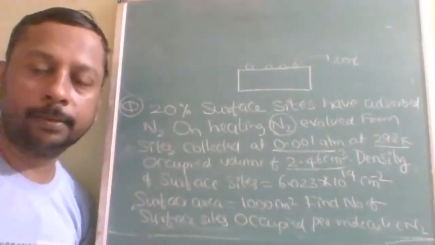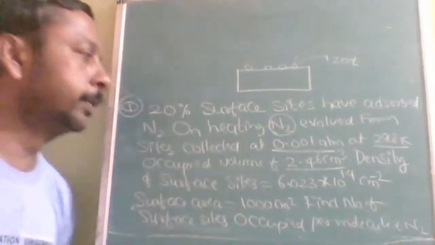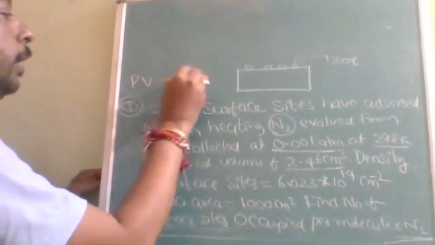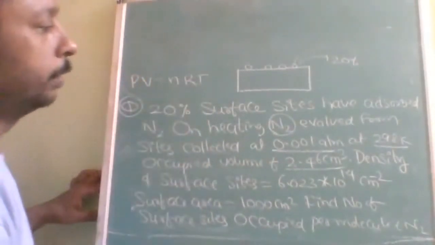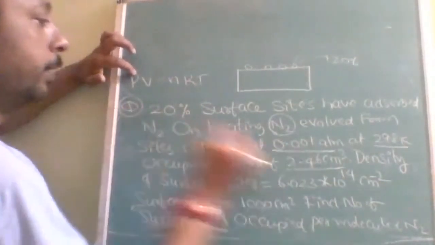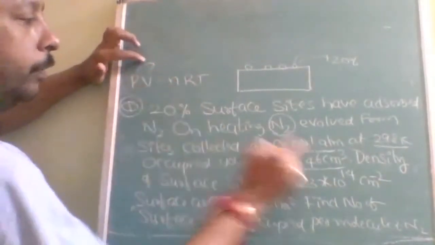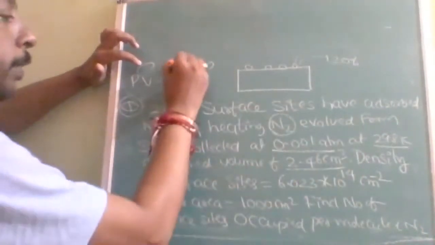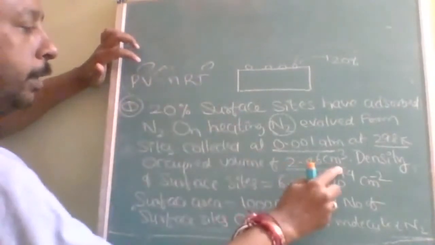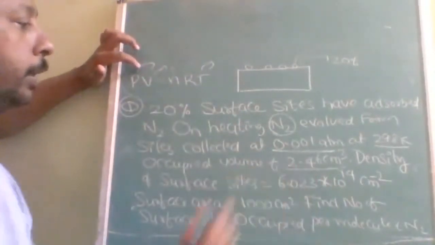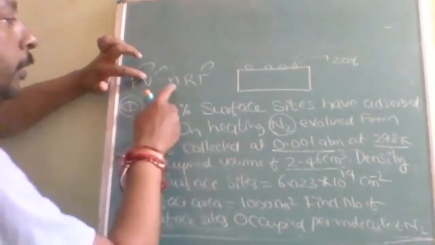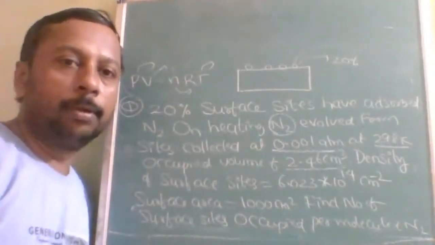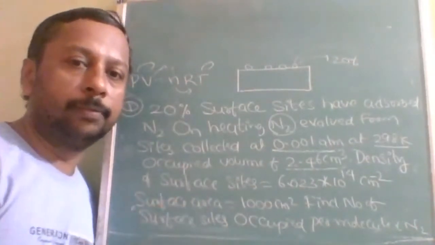Okay, note down this and solve. See here. First of all, PV is equal to nRT. What you will use? PV is equal to nRT. From that, what you will come to know? See, pressure is given 0.001 and temperature is given 298. Volume is given 2.46 centimeter cube. But you can convert into liter. Then you will get n value, number of moles. Is this understood? So number of moles you can convert into number of molecules.